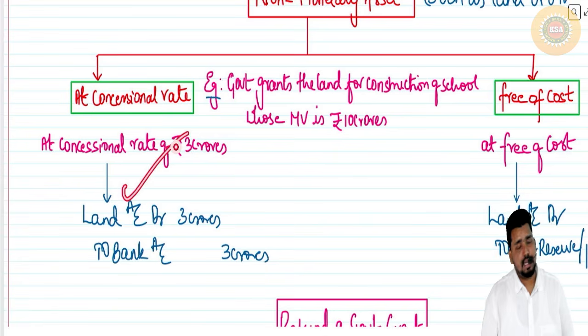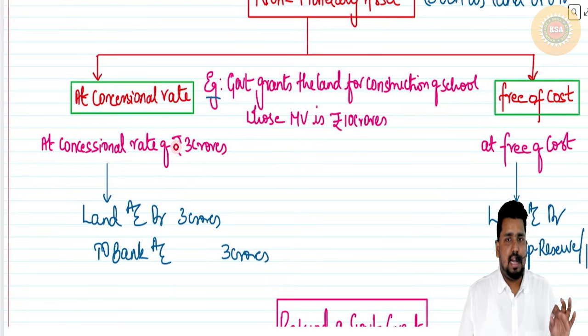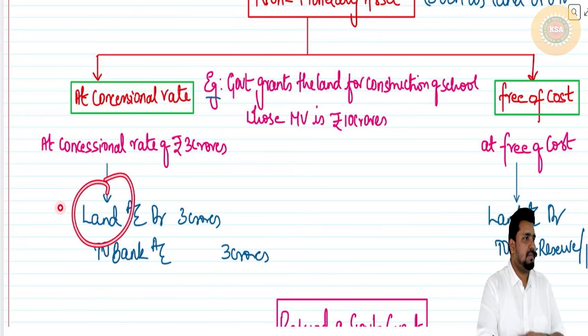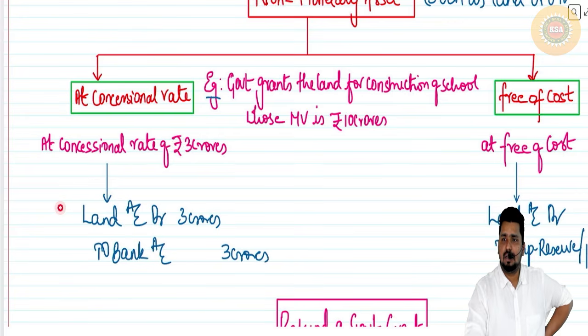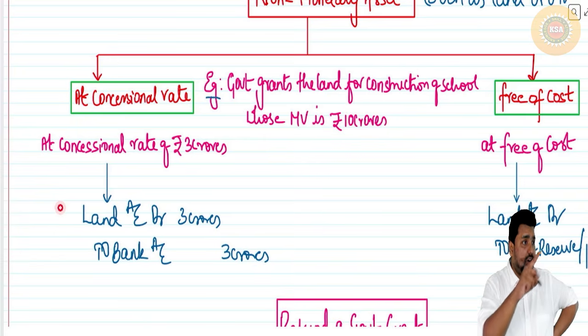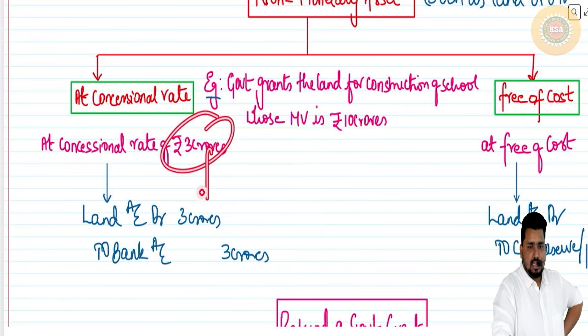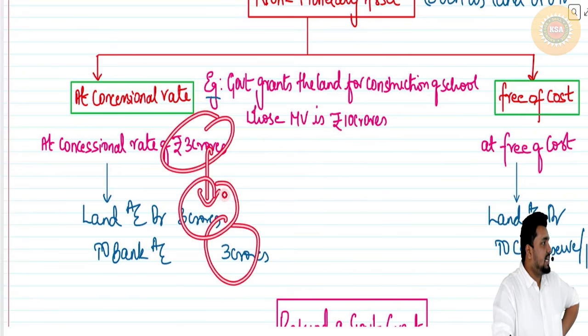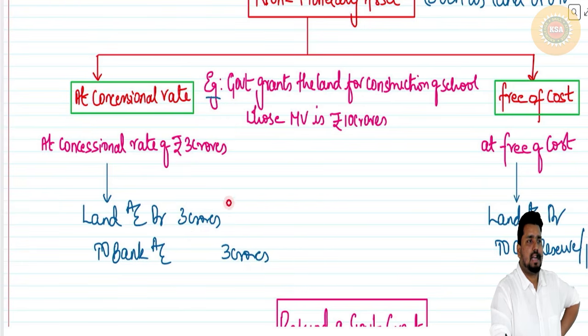The standard says that whenever you get land at a concessional rate, land is property, plant and equipment, which should be recognized at cost. In this question, the cost is what you are sacrificing, so recognize it at 3 crores, which is the concessional rate.